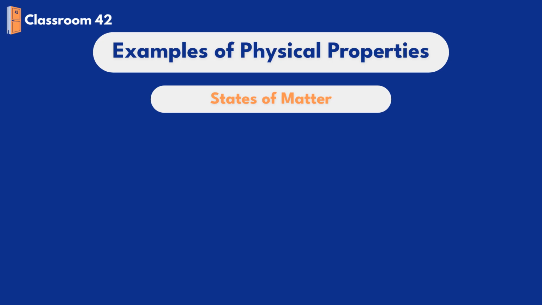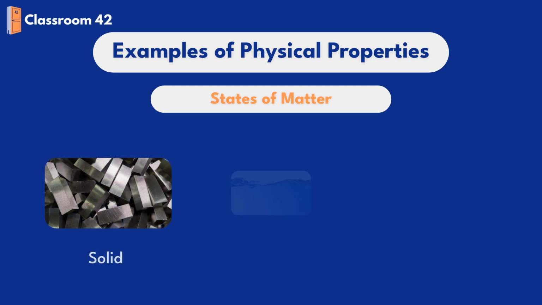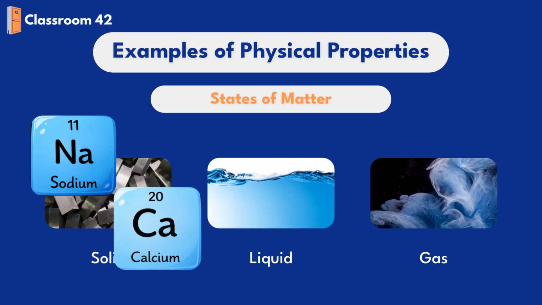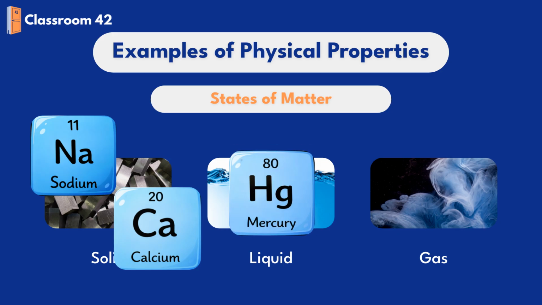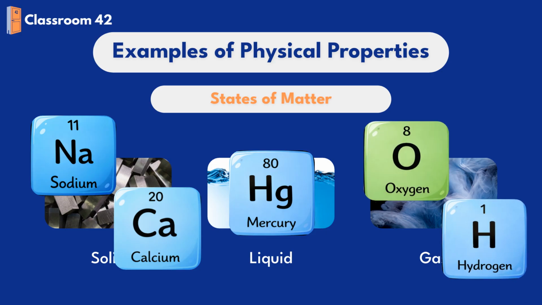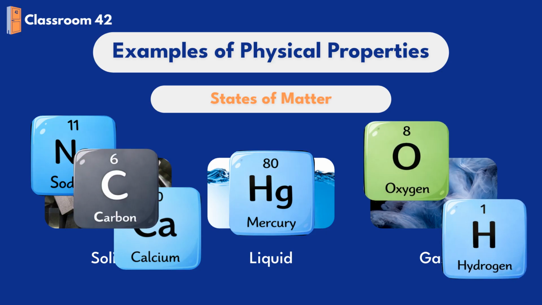Our next example is states of matter. This tells us whether an element is a solid, liquid, or gas at room temperature. Most metals are solids. For example, sodium and calcium are both solid. There are some exceptions, however, as mercury is a liquid at room temperature. Non-metals tend to vary more, with oxygen and hydrogen existing as gases, but carbon is a solid at room temperature.